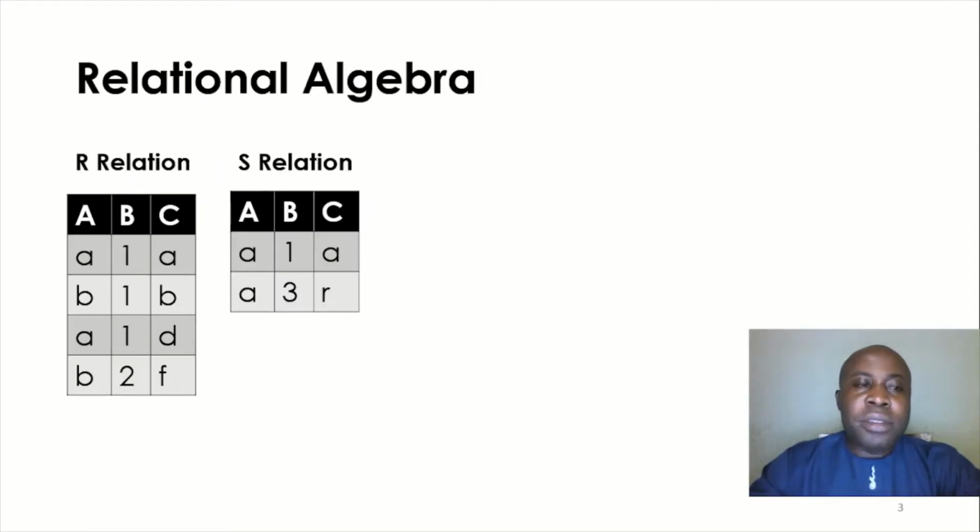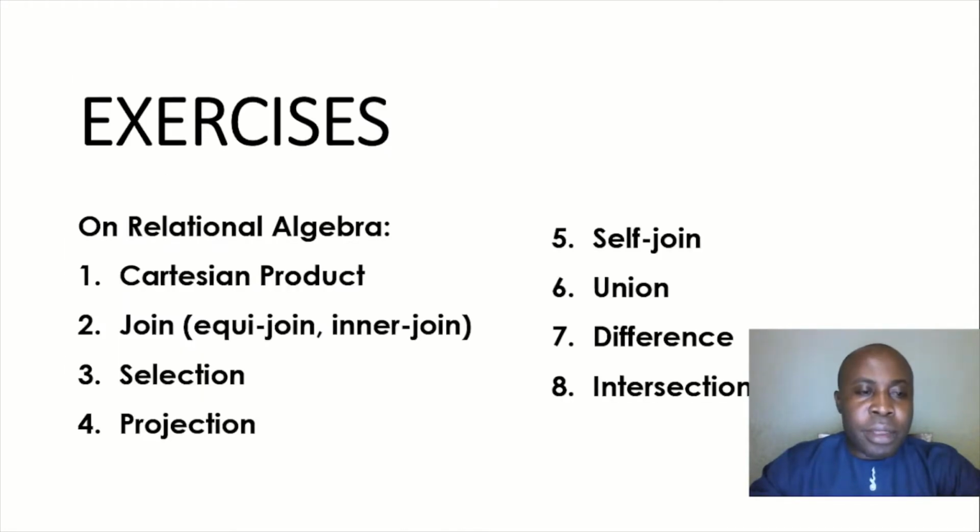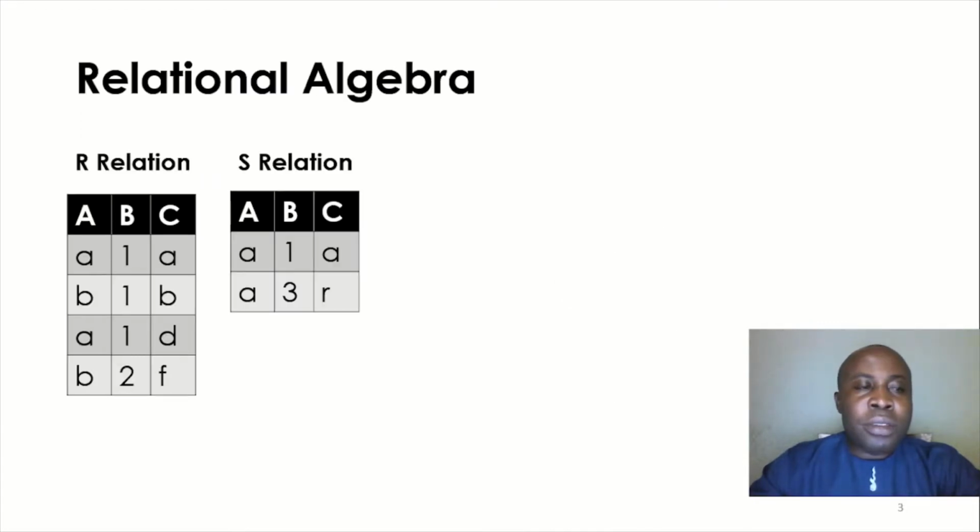We will refer ourselves to these two relations, relation R and relation S. For Cartesian product, join, union, difference, and intersection to work, the two relations R and S must be union compatible. That means they must have the same number of columns, and also the names of the columns must be the same.